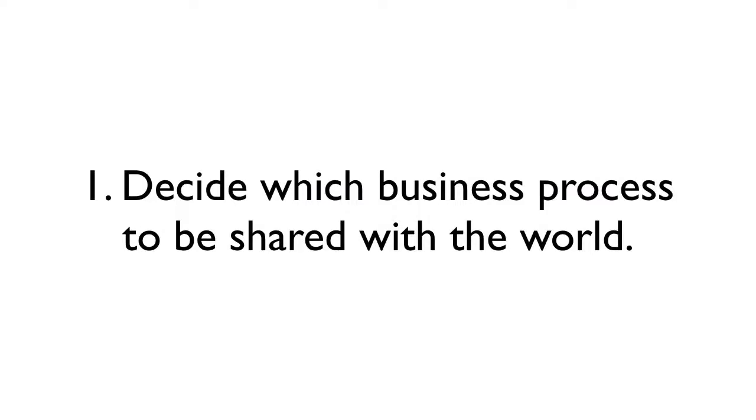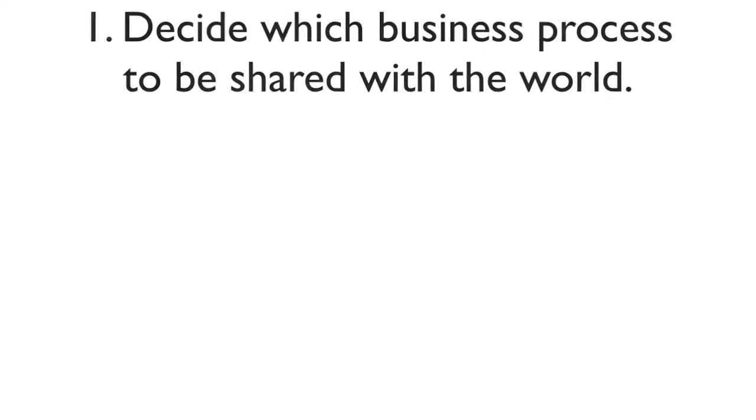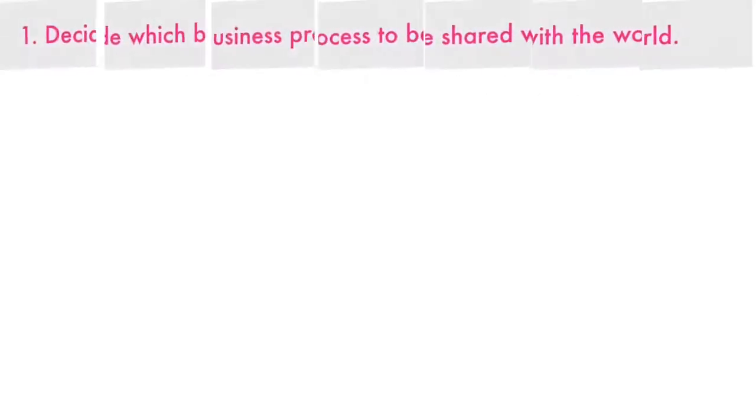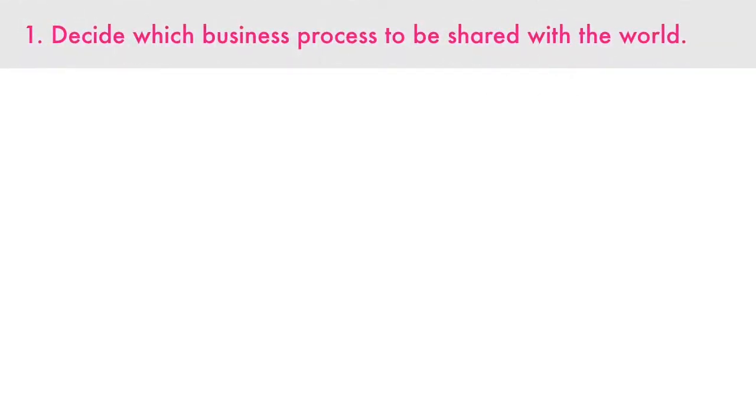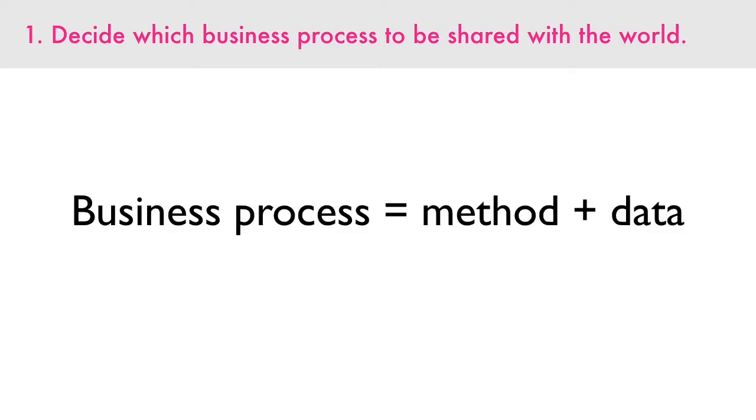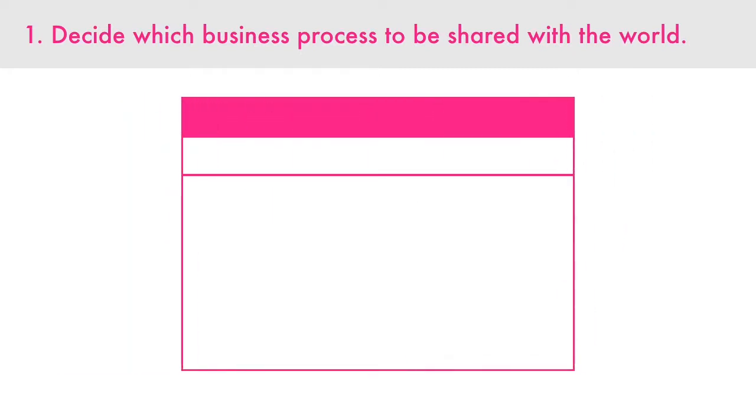Let us look at the first step, which is to decide which business process to be shared with the world. When we talk about business process, we are concerned with the method that represents the process and the data it processes, and turning the data into something meaningful. For this purpose, we encapsulate the business process into a class that represents the entity that will manage all the requests to the service. We can use the UML notation for this purpose.